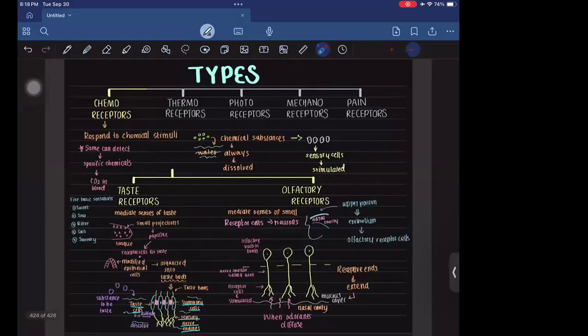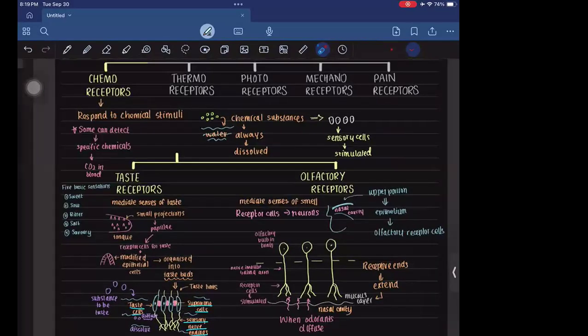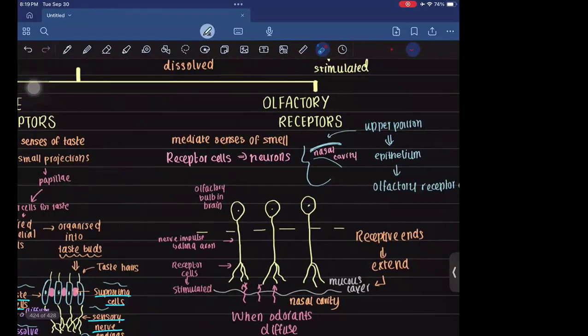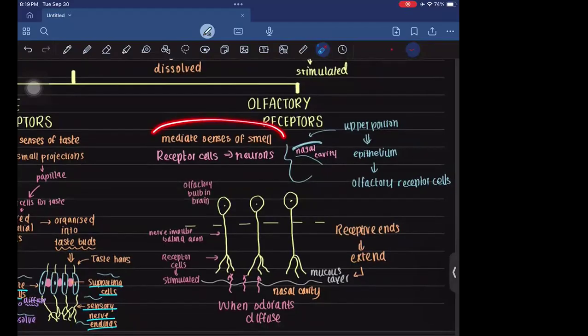So in taste receptors, what was the structure of a particular taste receptor? They were cells. See, they were taste cells. Okay, so olfactory receptors, these receptor cells are neurons. So taste receptors were cells, olfactory receptors are neurons. Okay, so they will be mediating the sense of smell.